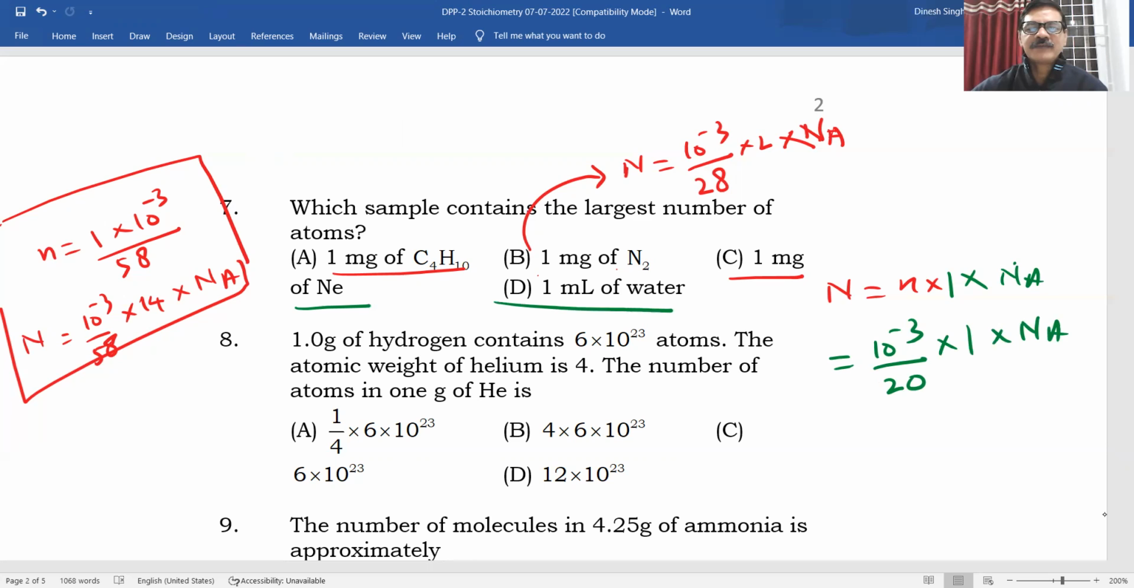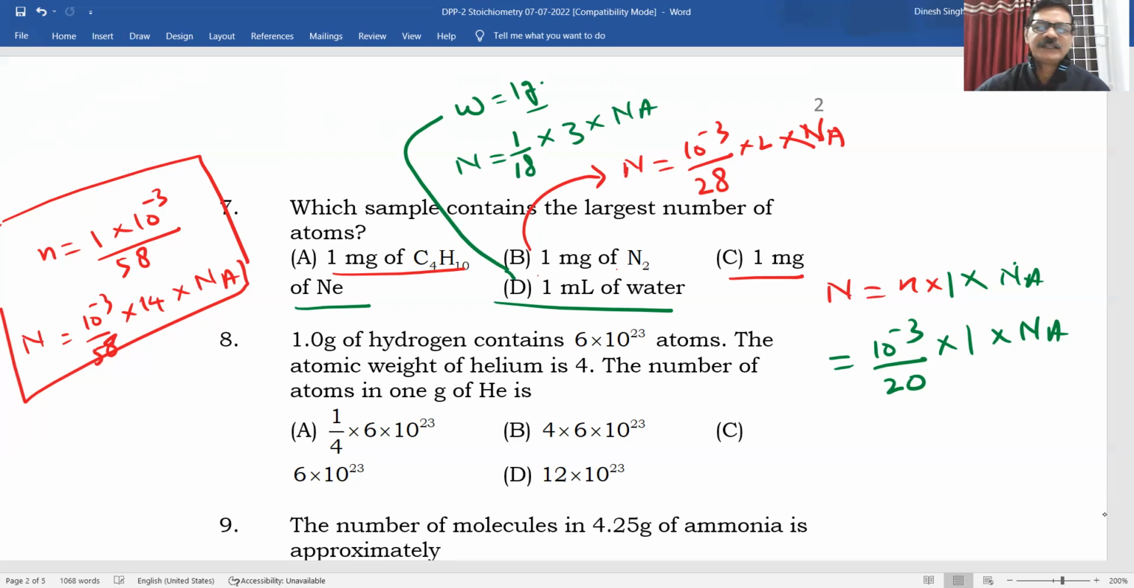And in this case, 1 ml of water. 1 ml of water means the weight of the water will be 1 gram, because the density of water is what? 1 gram per ml. So here the number of atoms will be the number of moles, 1 by 18, into N. In H2O, 3 atoms are there, into Na.